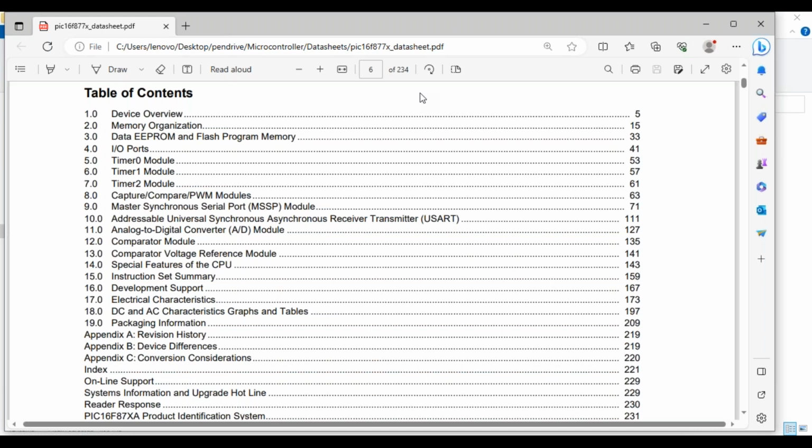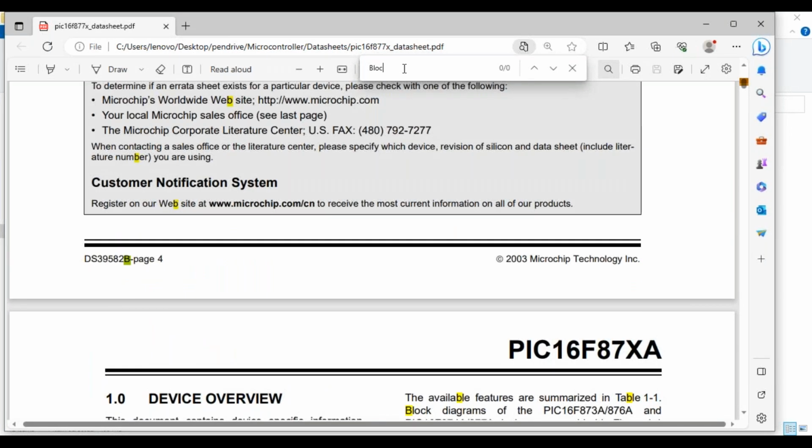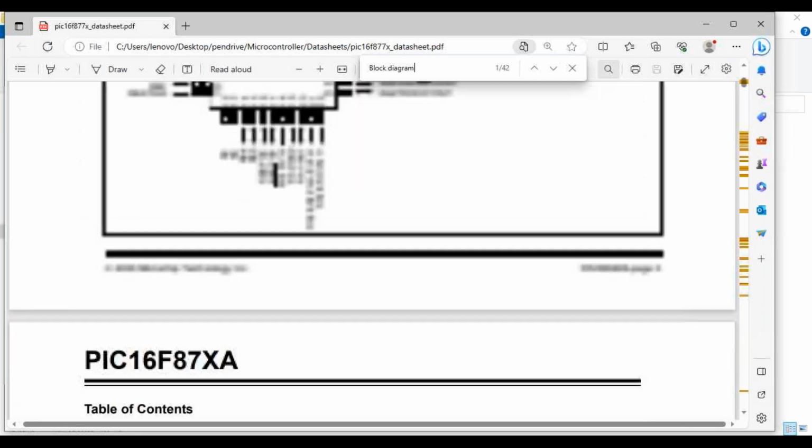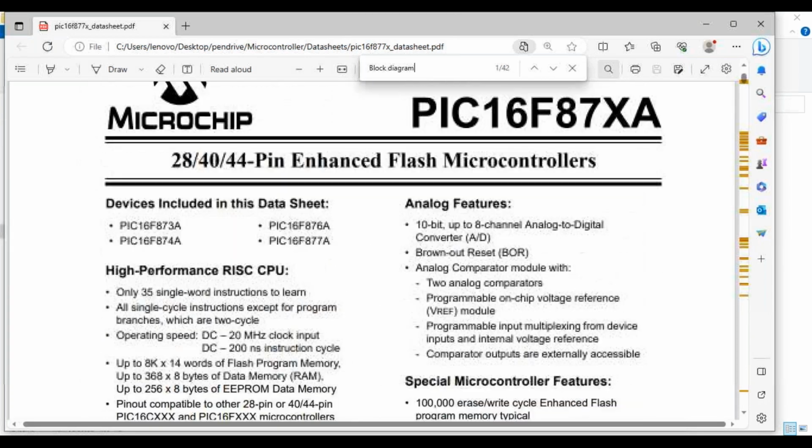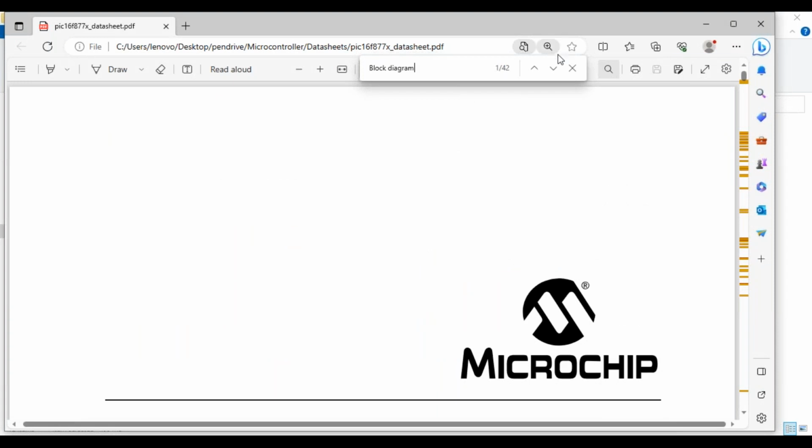Now I want to know how many ports the PIC microcontroller has, or how many pins it has. So what I have to refer to is the block diagram. I will go here in search and type block diagram. It shows the different places where the words block diagram appear. Let me start with page number 1.